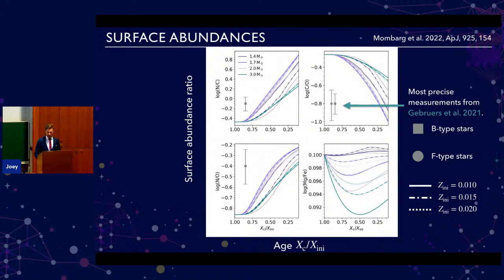But if we look at the CNO elements, I'm showing you here the evolution as a function of age for different masses and for different metallicities. If we look at the typical uncertainties that we can achieve for these B-type stars or the F-type stars, the stars that I've been studying, in principle we should be able to use the surface abundances now as an additional constraint to probe the efficiency of mixing inside stars.